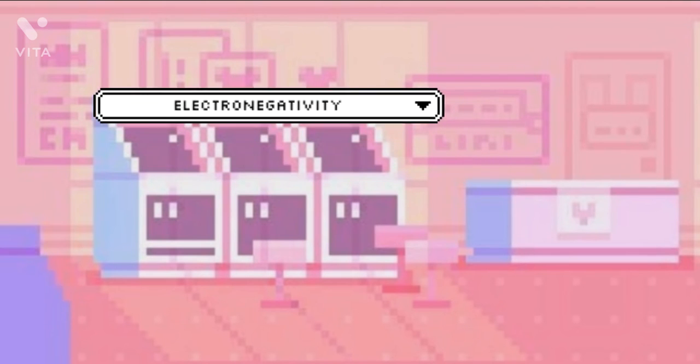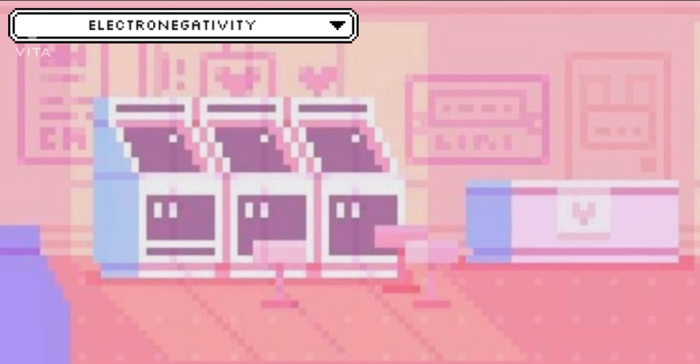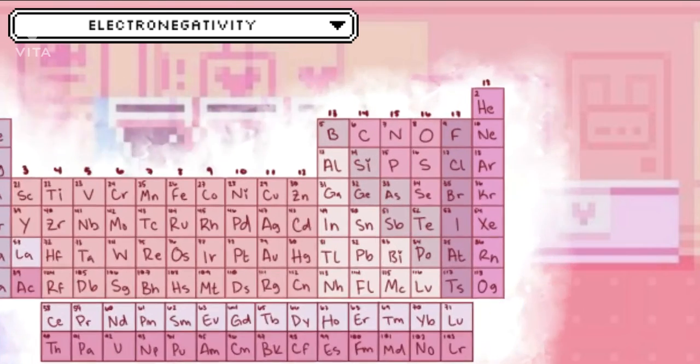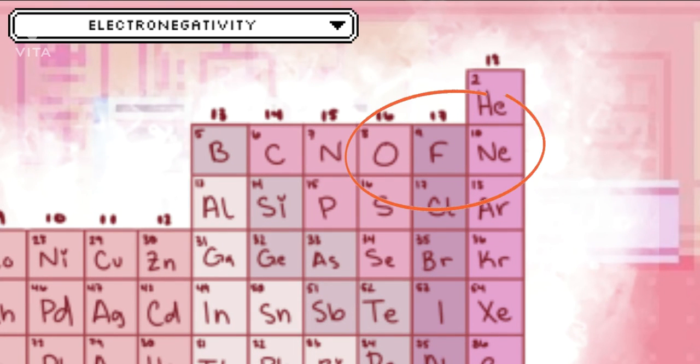Electronegativity is how tightly an atom can grasp onto electrons, or the ability of an atom to hold on to electrons tightly. So, fluorine will hold electrons best because it's a smaller atom and it has more protons for its energy level.